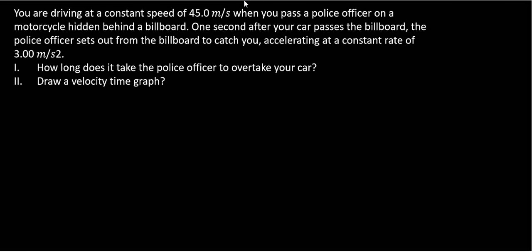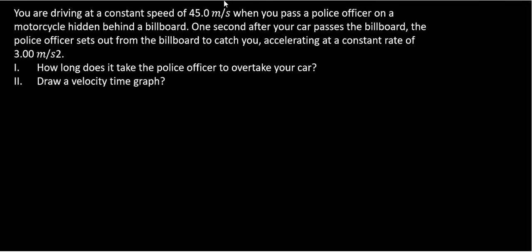So on the other one, this one, they're saying you are driving at a constant speed of 45.0 meters per second when you pass a police officer on a motorbike hidden behind a billboard. 1 second after your car passes the billboard, the police officer sets out from the billboard to catch you. Accelerate at a constant rate of 3.0 meters per second squared. How long does it take the police officer to overtake your car?